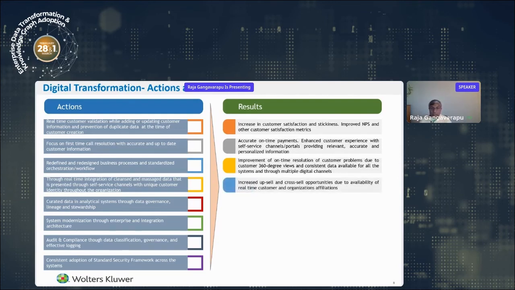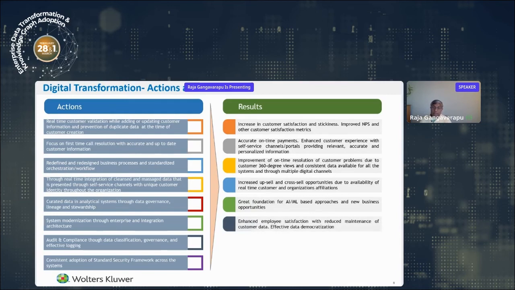Increased upsell and cross-sell opportunities due to availability of real-time customer and organization affiliation. I don't have any data on how much we have accomplished in this, but we have definitely seen some improvements in these spaces. A great foundation for AI and machine learning based approaches and new business opportunities. We did create new business opportunities using the data and created a lot of AI machine learning architecture, which part of my other team supports today.